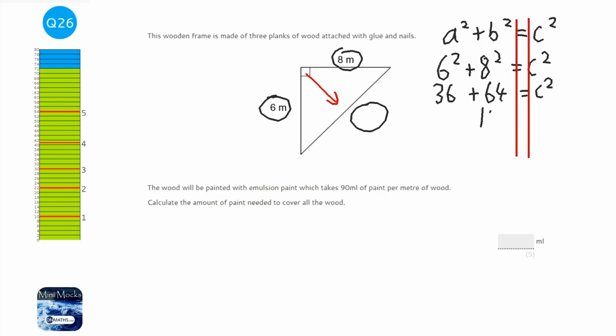36 plus 64 is 100, equals c squared. All I do is just square root both sides, so c will equal 10. Now when you square root you get a negative as well, but since it's a length it can't be negative, so it's just going to be 10. So c is 10, so we know that that's going to be 10 metres.